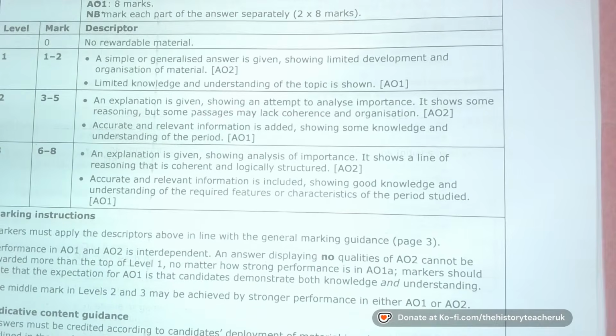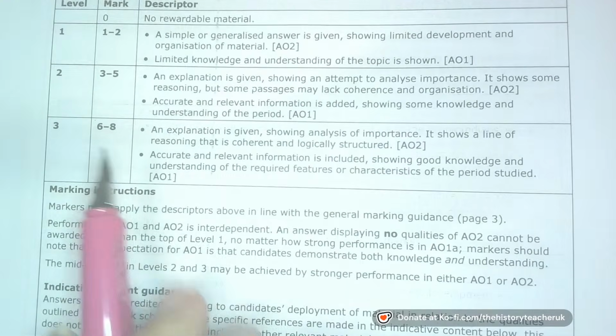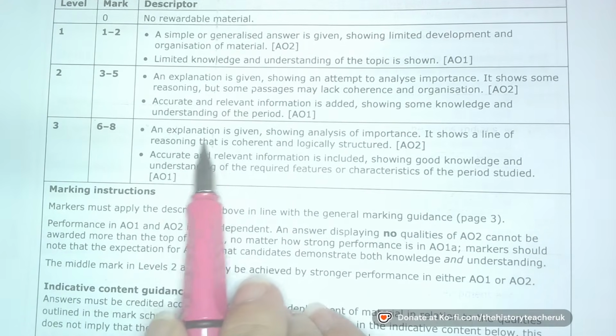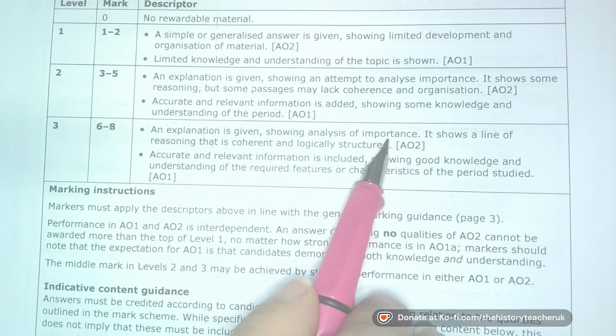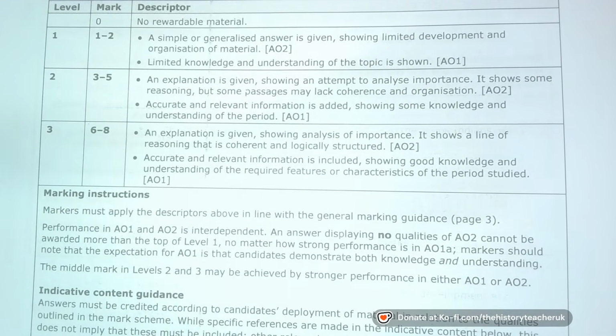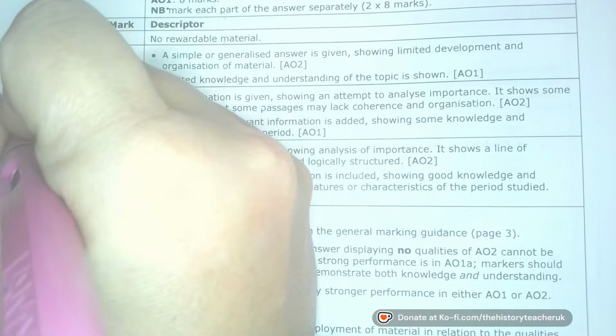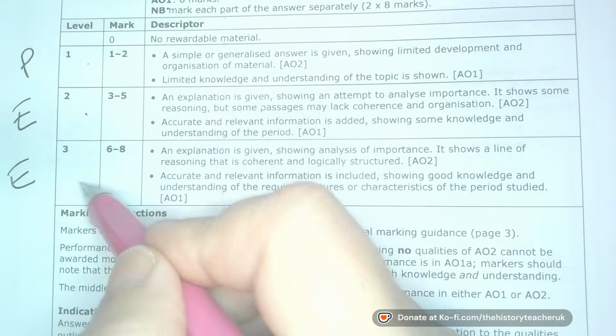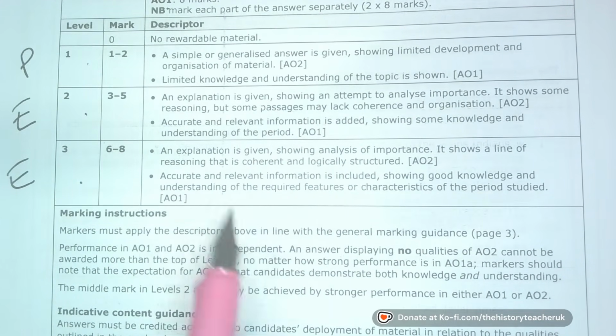So let's have a look at what we need to do to get the top marks. An explanation is given showing analysis of importance. So these are going to be point, evidence, explain paragraphs. Whenever we're doing point, evidence, explain, we know it's not going to be analysis because it's only a level 3 answer. So it's point, evidence, explain. It is 1, 2, 3.